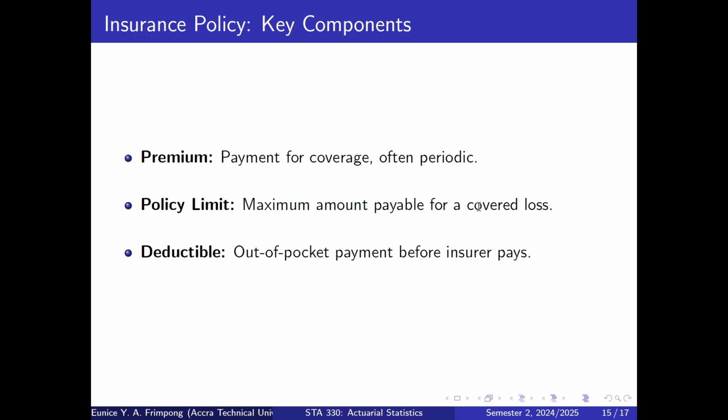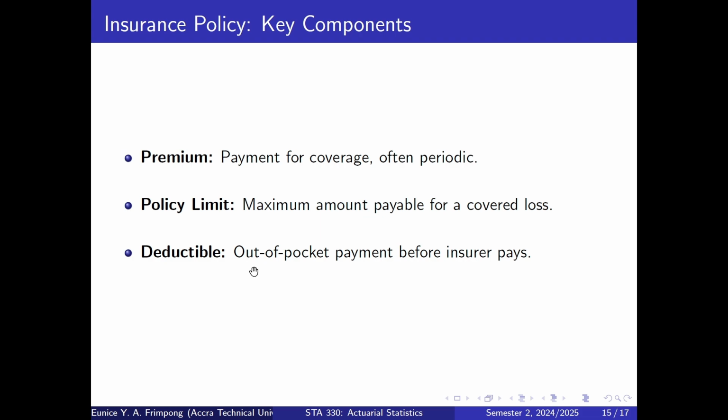So if there is a policy limit to an insurance policy, regardless of how much the loss is, the insurer will pay only up to that policy limit. So let's say you suffer a car accident and the total loss from that accident is 50,000 cedis. Now, if the insurance policy covering that car has a policy limit of 25,000, the insurer will pay only 25,000, even though the total loss is 50,000, because of the policy limit of 25,000. So the policy limit is the maximum amount of money that the insurer will pay, or that is covered by the loss.